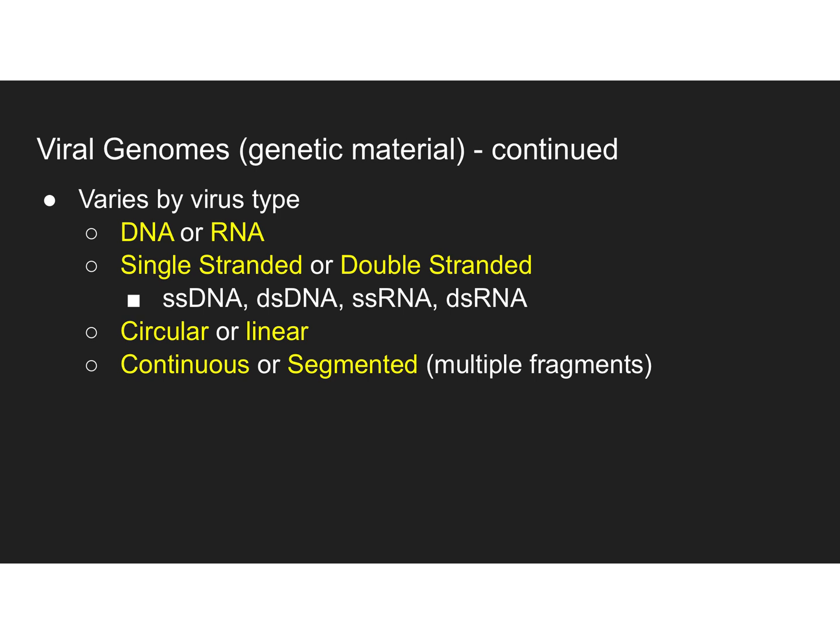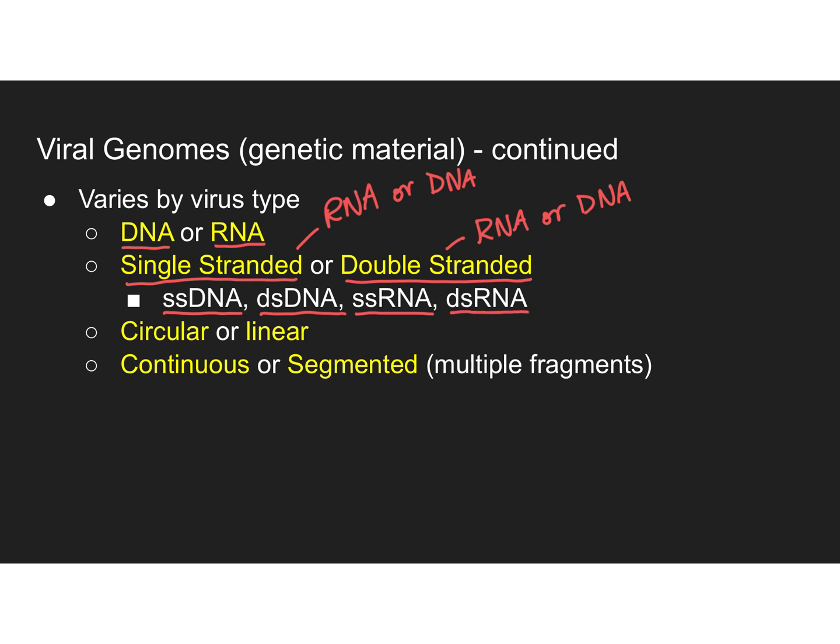Another interesting thing about viral genomes is that not only can they be made up of DNA or RNA, they can also be single-stranded or double-stranded. And this refers to single-stranded RNA or DNA and double-stranded RNA or DNA. So in the past, you've maybe heard that DNA is double-stranded and RNA is single-stranded, and that is true for a lot of other organisms, but in viruses, the genome can actually be single-stranded DNA, double-stranded DNA, single-stranded RNA or double-stranded RNA.